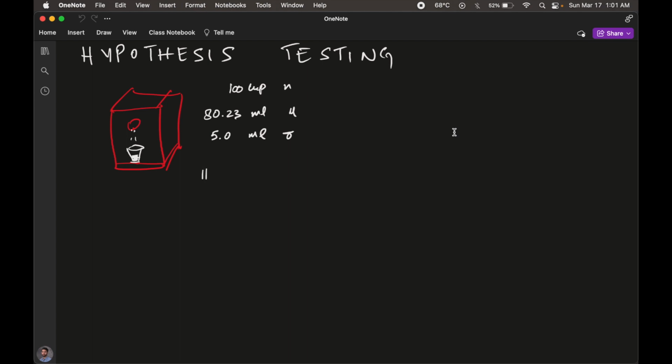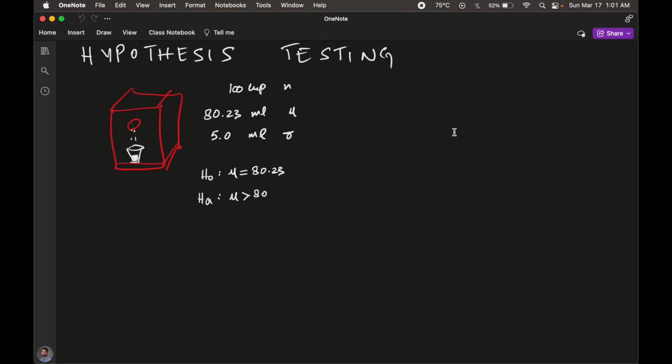And we could say that for me, the null hypothesis, or the status quo, or what usually happens, is that this coffee machine dispenses 80.23 milliliters of coffee, and that's my null hypothesis. And my alternative hypothesis would be that this machine probably dispenses more than 80.23 milliliters of coffee.